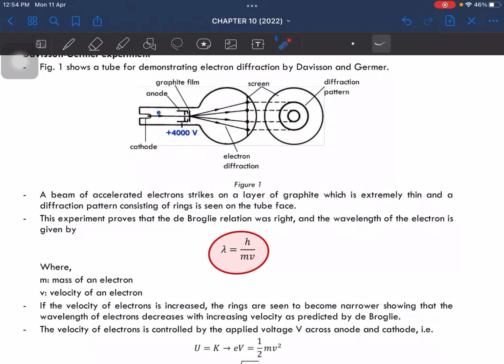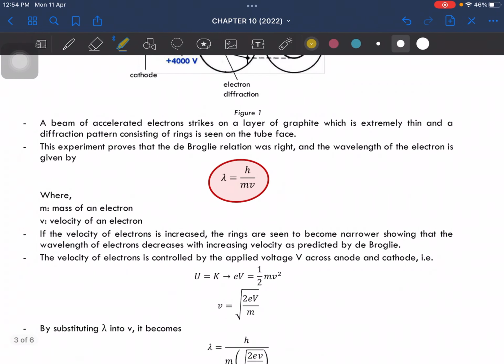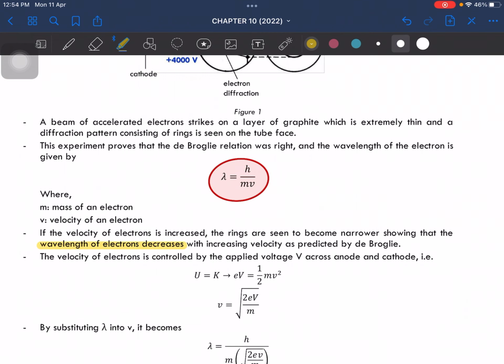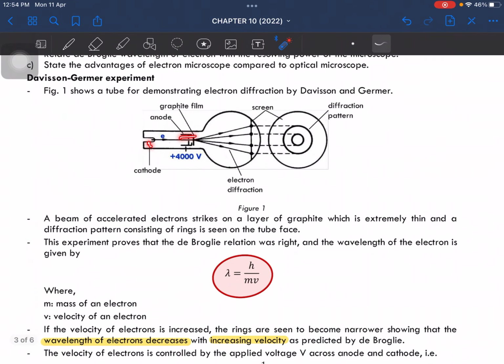So what does that mean? It shows that the wavelength of electrons decreases with increasing velocity as predicted by the de Broglie relation. The velocity of electrons is controlled by the applied voltage V across this cathode and anode.